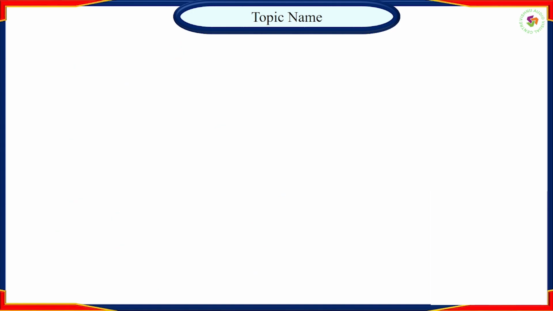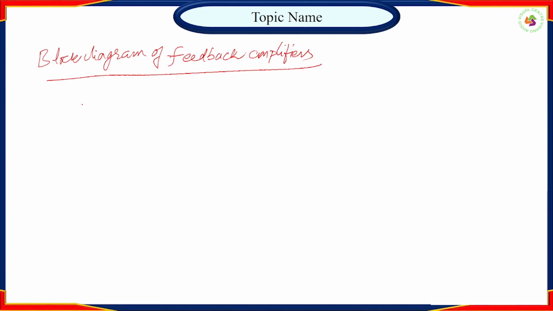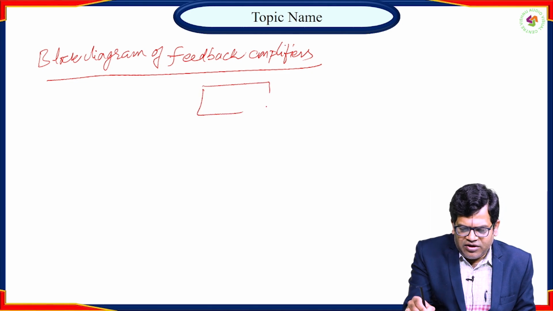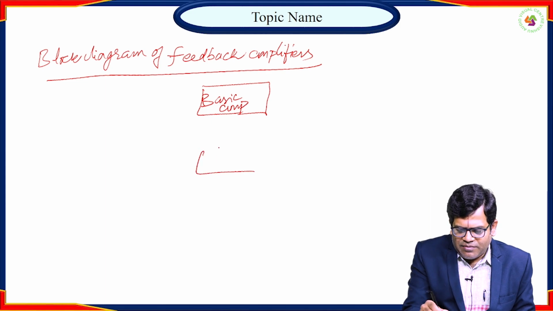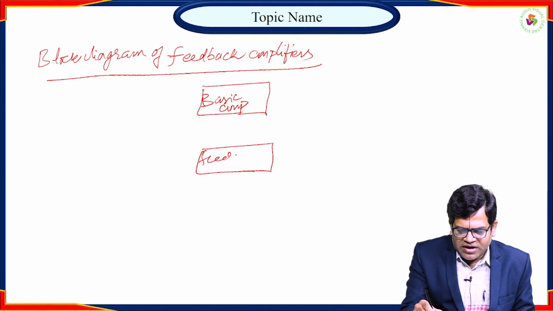Now let us discuss another important concept here, what is called the block diagram of the feedback amplifiers. So in the block diagram of the feedback amplifiers, initially we have the basic amplifier, then we have the feedback amplifier or the feedback network.